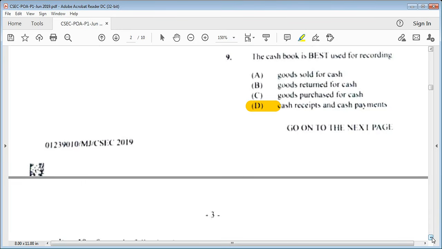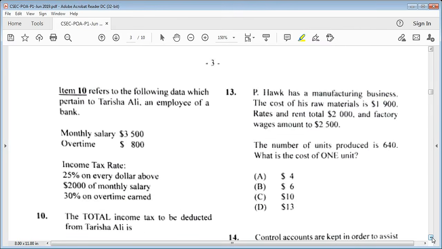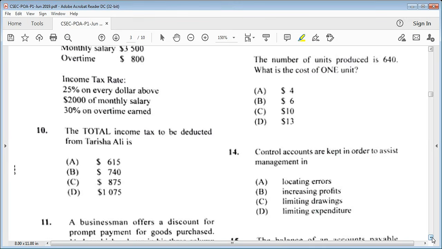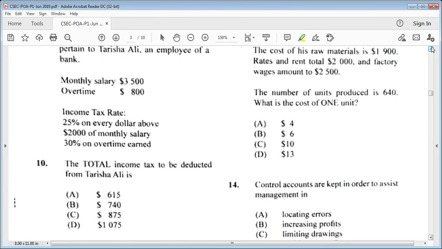Let's go on to number 10. Item 10 refers to the following data which pertain to Tarisha Ali, an employee of a bank. Monthly salary $3,500, overtime $800. Income tax rate 25% on every dollar above $2,000, 30% on overtime earned.